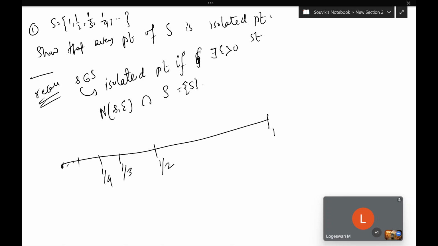Now, first consider the point half. If we choose a very small neighborhood around half, its intersection with S is only half. Similarly in the case of the point one third, or the similar situation at the point one fourth. So every point here is an isolated point.